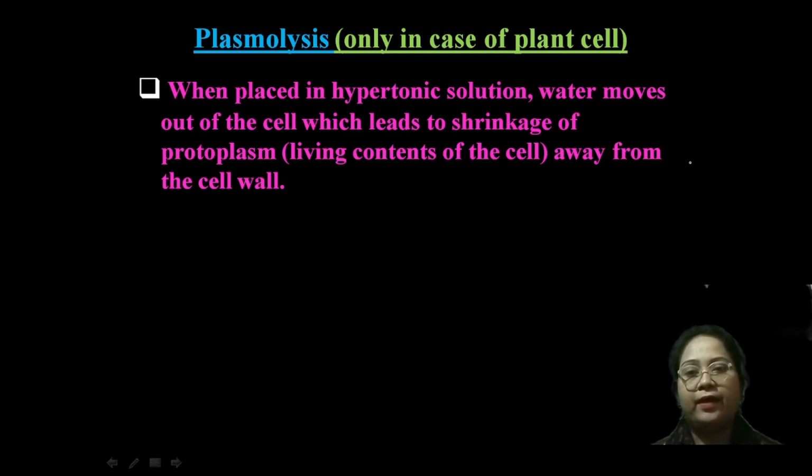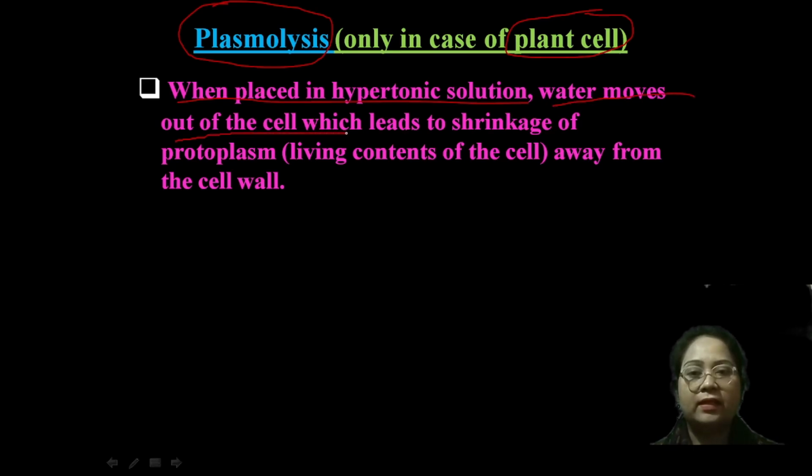At last, we have plasmolysis. So what do we mean by plasmolysis? Plasmolysis is a term that is only related to plants. So when a cell is placed in a hypertonic solution, water moves out of the cell, which leads to the shrinkage of protoplasm. That means the living contents of the cell move away from the cell wall.